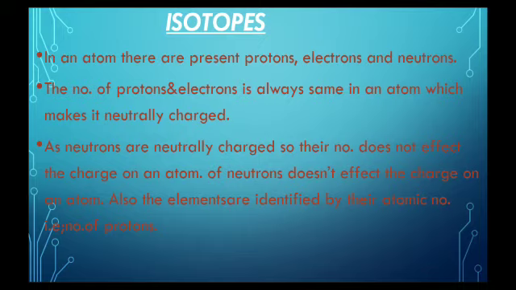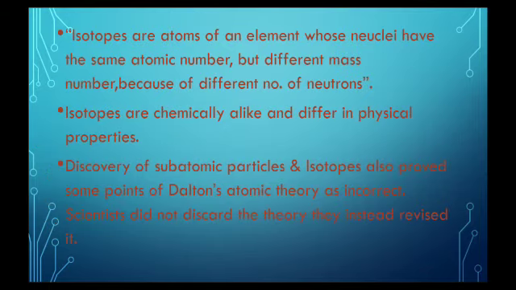So what are the isotopes? Isotopes are atoms of an element whose nuclei have the same atomic number but different mass number because of the different number of neutrons. Now same atomic number means same number of protons, which is specific for the atoms of a specific element. All the atoms of a specific element have the same number of protons, which makes the atomic number. But the number of neutrons is different in different atoms of the same element.